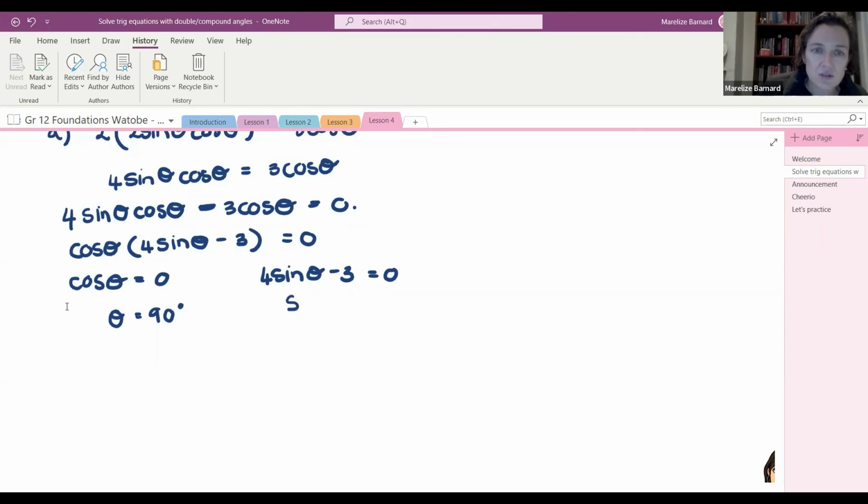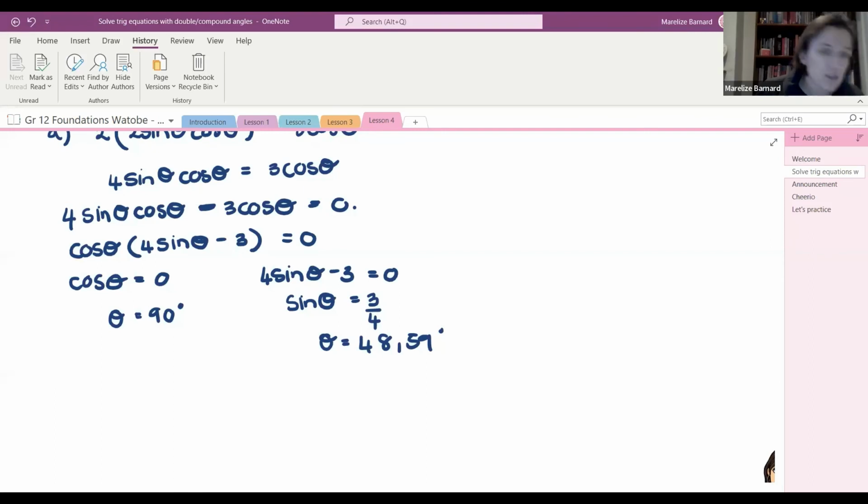And here we need to still do a bit more work. Take the 3 over, negative 3 over, and then divide by 4. And then we get our reference angle over here by going shift sine 3/4. And that is 48,59. So Belinda, you've got one of the reference angles, but I think there might be a solution missing with the cos theta equal to 0.